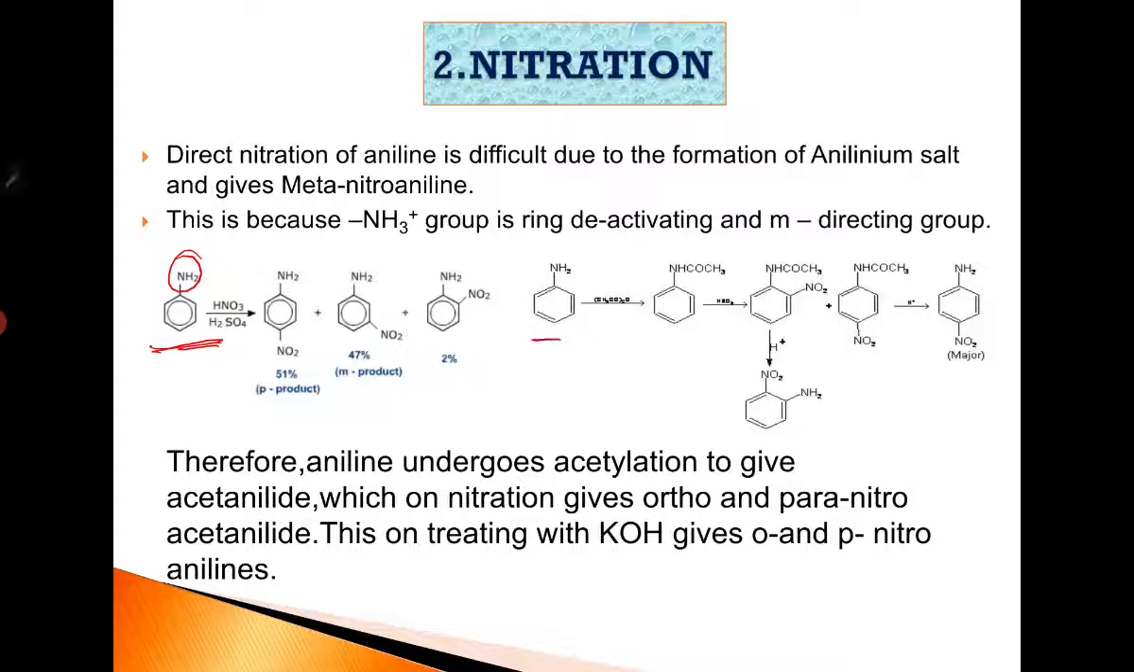So first, in aniline, the NH2 group is protected by treating it with acetic anhydride, so that we get acetanilide. Now this acetanilide is subjected to nitration. Then we get ortho product and para product, a mixture of both. Therefore, aniline undergoes acetylation to give acetanilide, which on nitration gives ortho and para nitroacetanilide.